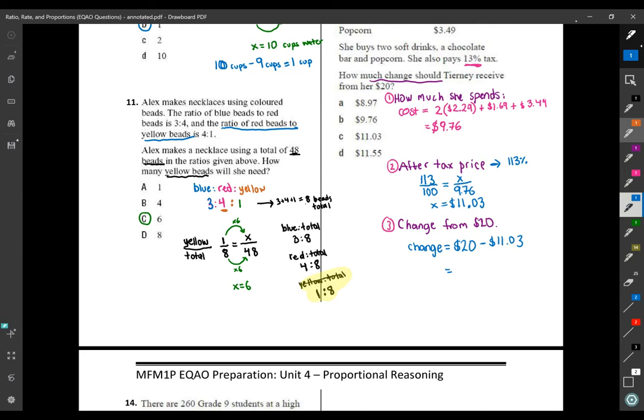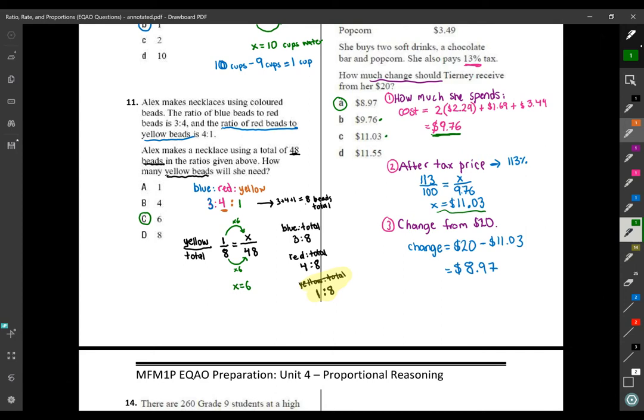And that gives me a final answer of $8.97. So that is question A. And look, they kind of tried to trick us here because this price is also included in one of the options. And so is this. It's included in one of the options.